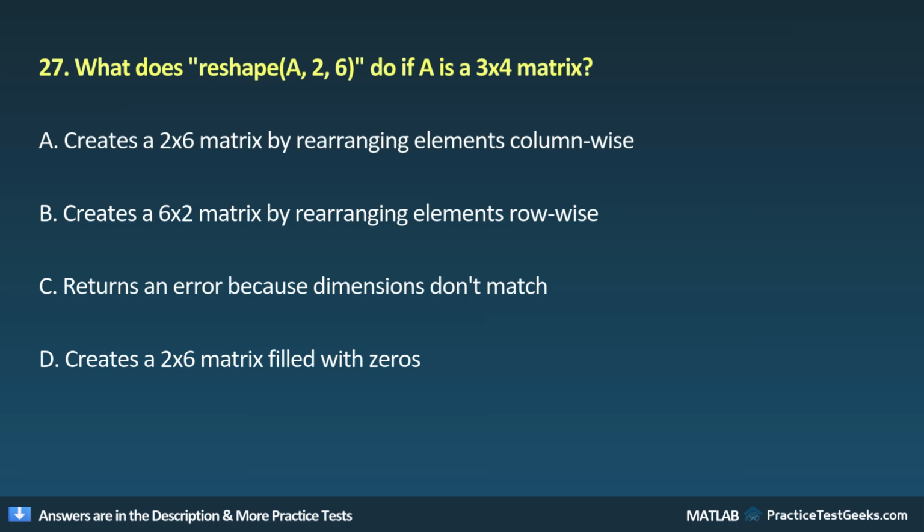27. What does reshape(A, 2, 6) do if A is a 3x4 matrix? A. Creates a 2x6 matrix by rearranging elements column-wise. B. Creates a 6x2 matrix by rearranging elements row-wise. C. Returns an error because dimensions don't match. D. Creates a 2x6 matrix filled with zeros.